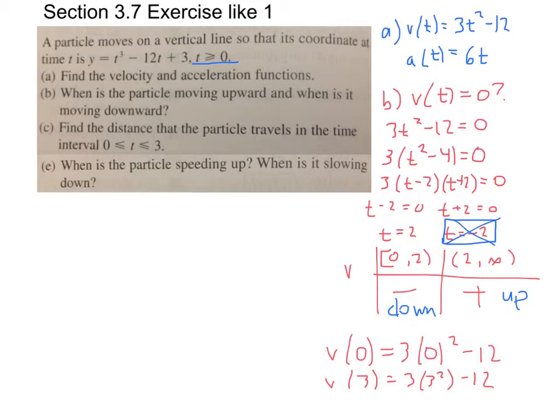So now we move to part C. Find the distance that the particle travels in the time 0 to 3.